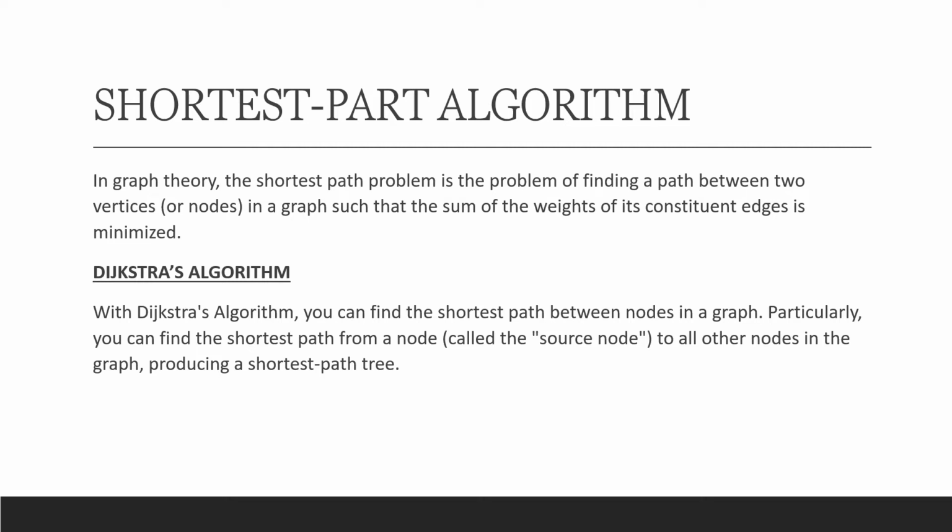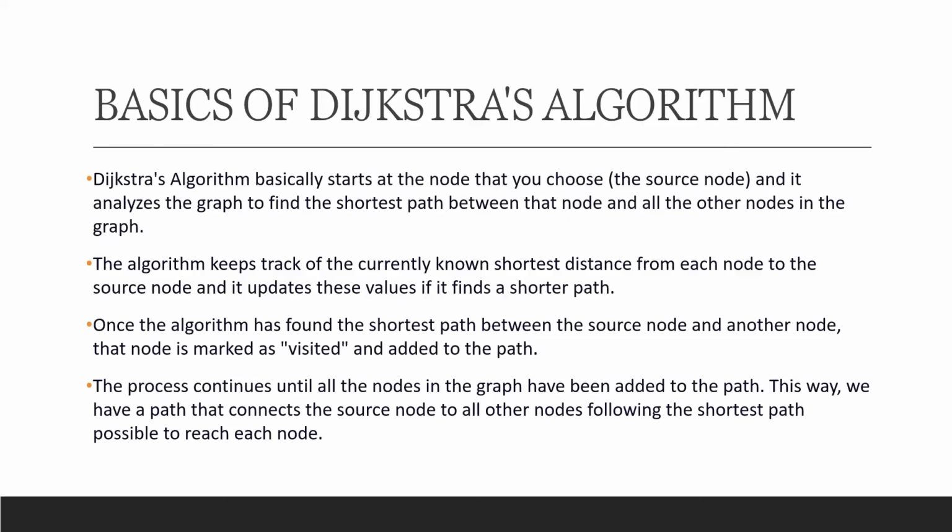With Dijkstra's algorithm, you can find the shortest path between nodes in a graph. Particularly, you can find the shortest path from a node called the source node to all other nodes in the graph, producing a shortest path tree. The basic idea of Dijkstra's algorithm is that it starts at the node that you choose, the source node, and it analyzes the graph to find the shortest path between that node and all the other nodes in the graph.